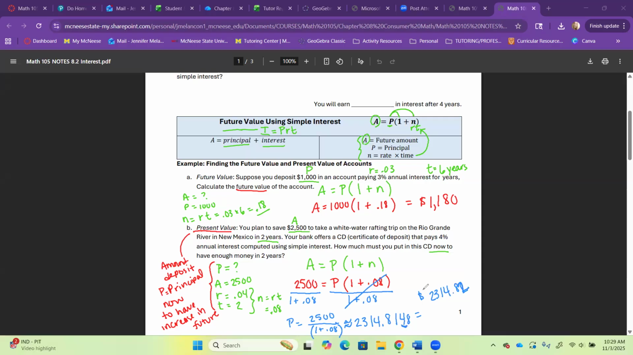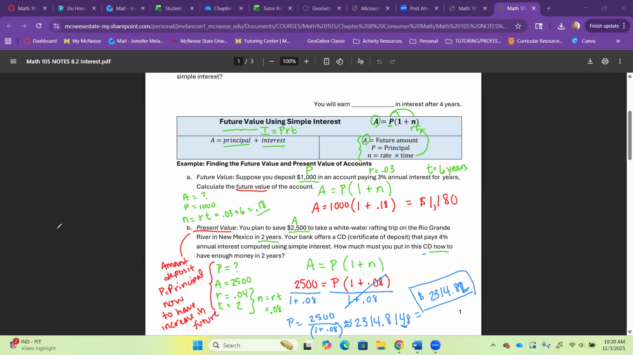Okay, so what does this mean? Going back to our question, how much must we put into our CD right now to have enough money in 2 years? So if we deposit $2,314.82, we will be sure to have $2,500 in 2 years. So how much money did we earn in interest? Let's see, take the difference. And we earned $185. Doesn't seem like too terribly much, but it is over 2 years and it's not that high of an interest rate, so it's not terrible. And it's free if we just leave our money sit.